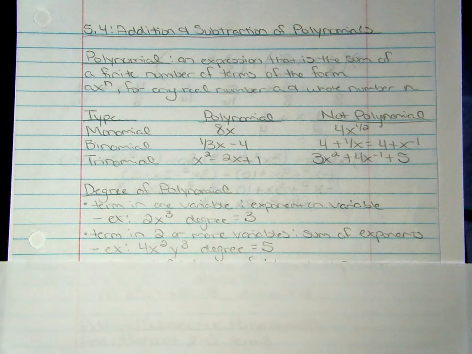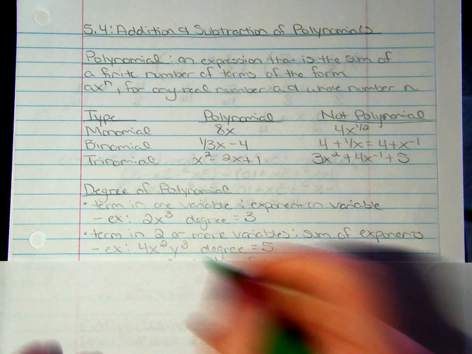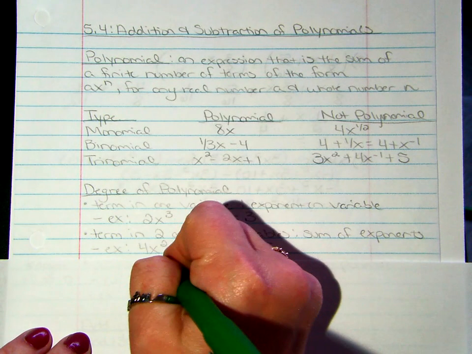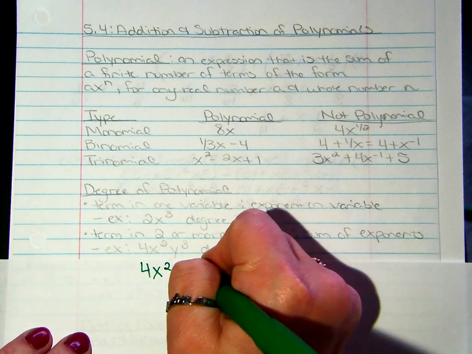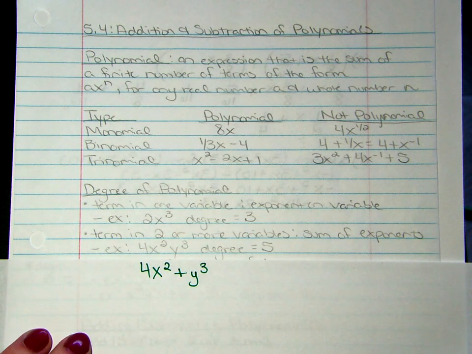Something I want to make really clear here is that if this said 4x squared plus y to the third. Can you see that? Yeah, barely.